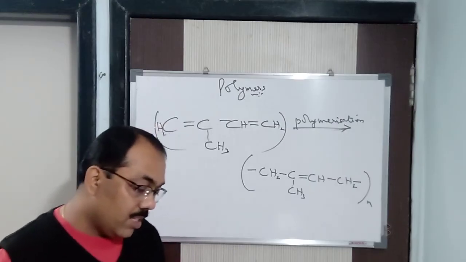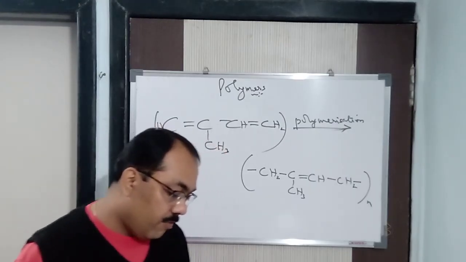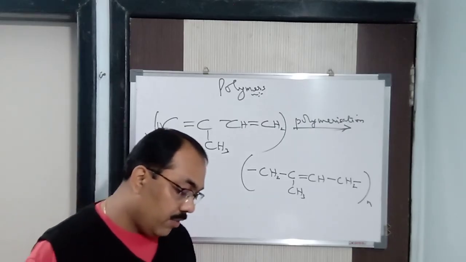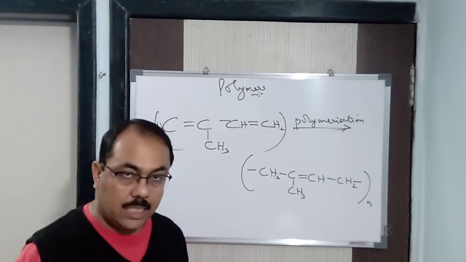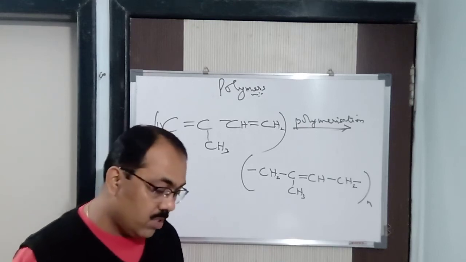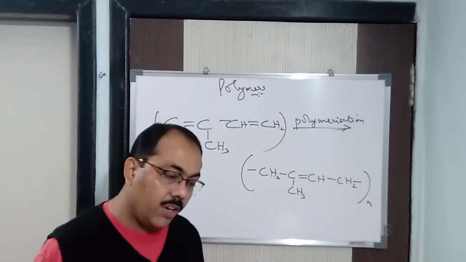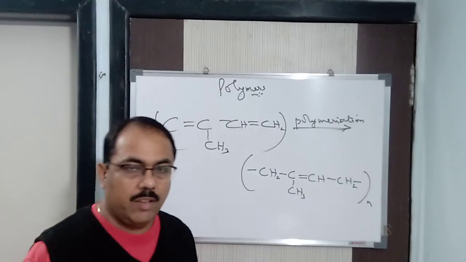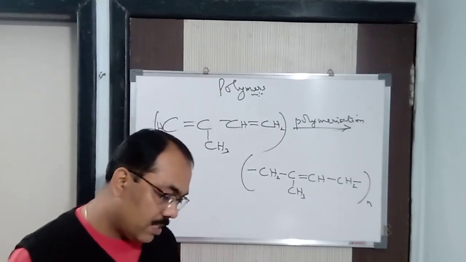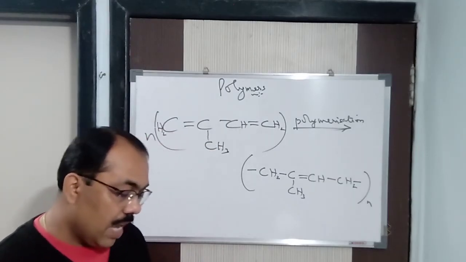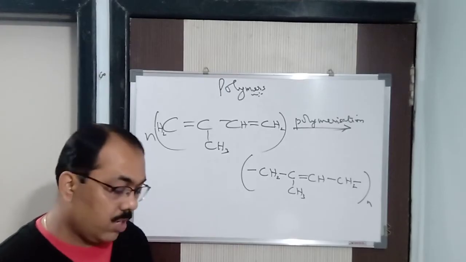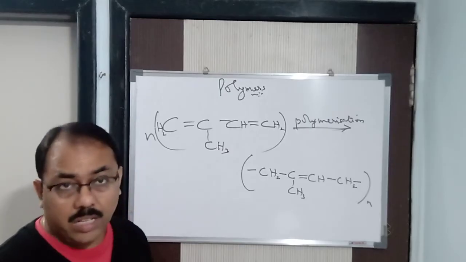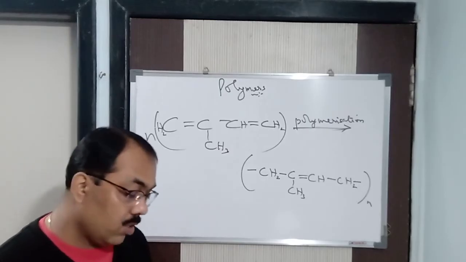Then we come to the semi-synthetic polymers. These are mostly derived from naturally occurring polymers by chemical modification. For example, cellulose diacetate. Cellulose diacetate is used in making threads and materials for films, for glasses, etc. Gun cotton and vulcanized rubber also come under semi-synthetic polymers.